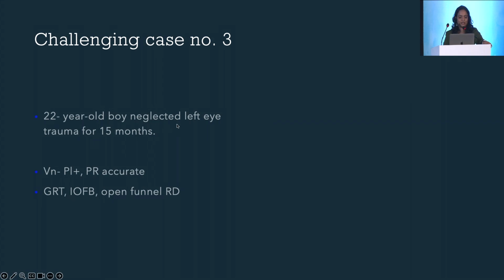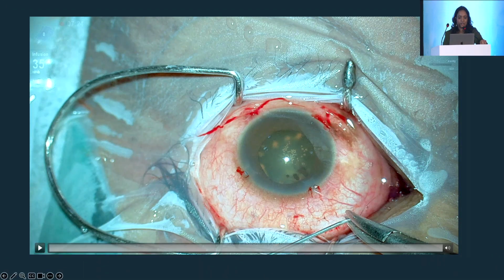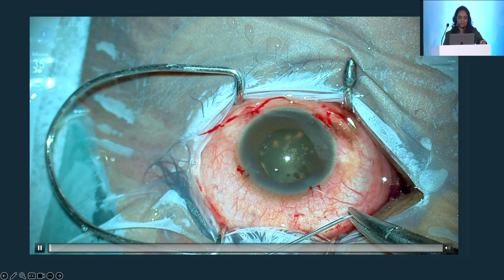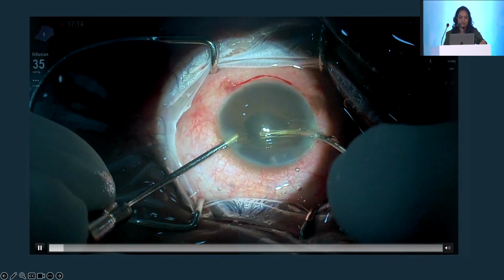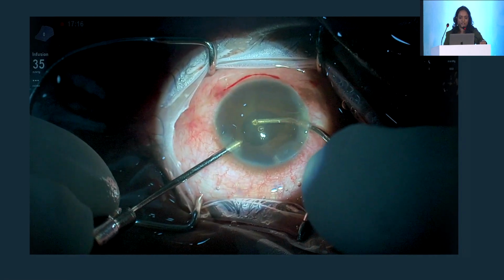This boy had a neglected trauma in the left eye for 15 months. Vision was only PL. Fortunately, I looked carefully, and on clinical examination itself, there was an IOFB. There was a GRT and open funnel RD. These are telltale signs of siderosis, like KVS sir was showing in his presentation. This is a typical pigmentation spots of ocular siderosis. So you can see that, and you can be sure that you will find an iron foreign body inside.